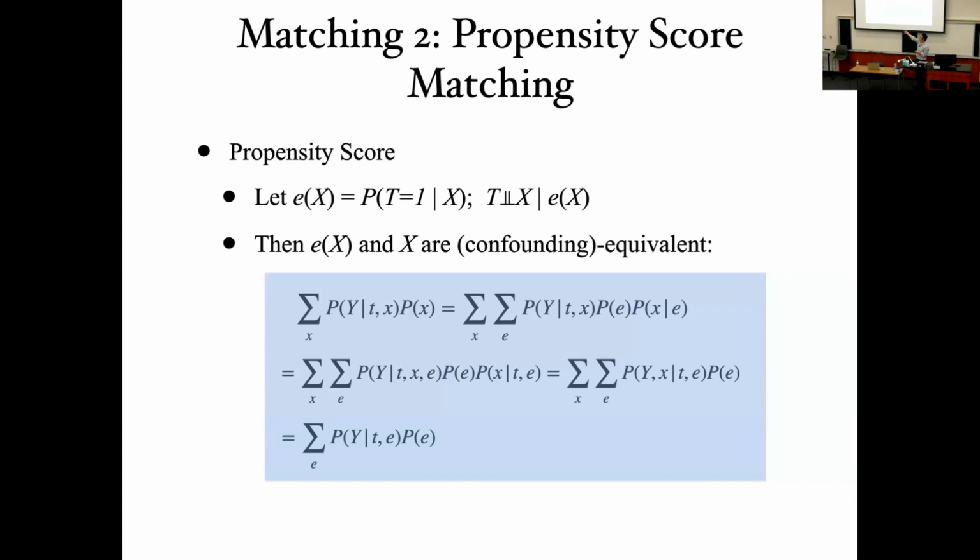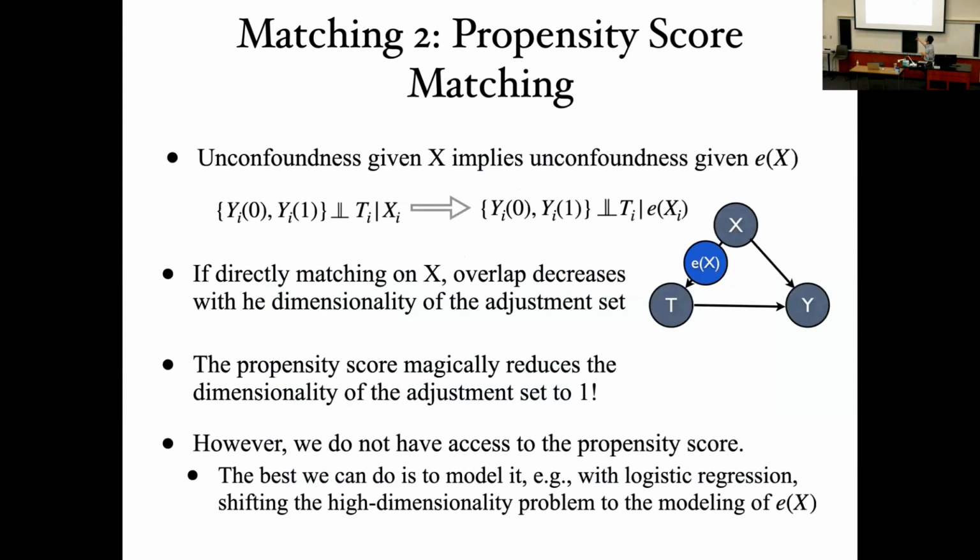Given this equation, what does it mean? It means that from now on, I can forget about the original features. I just use the propensity score to do everything. Right? Okay. Now you can just use the same procedure of matching, but you just use the propensity score.